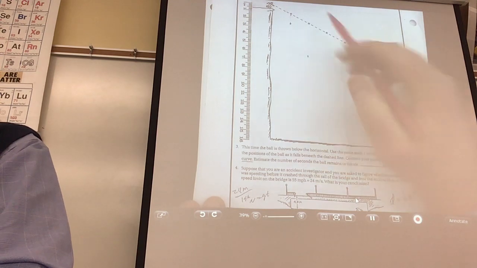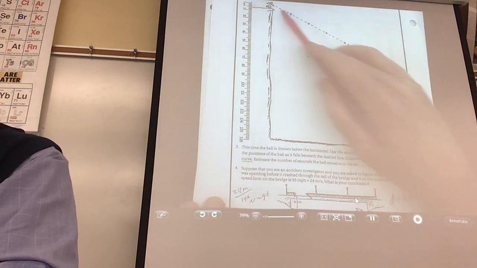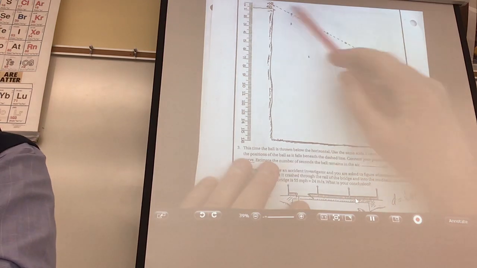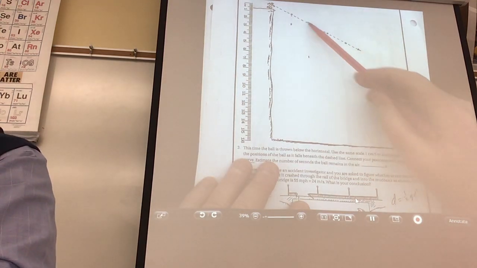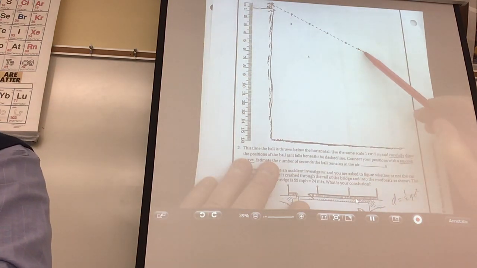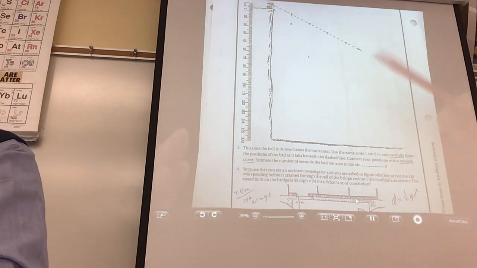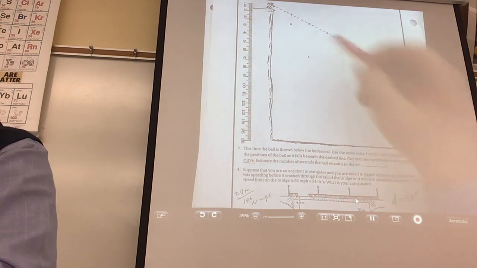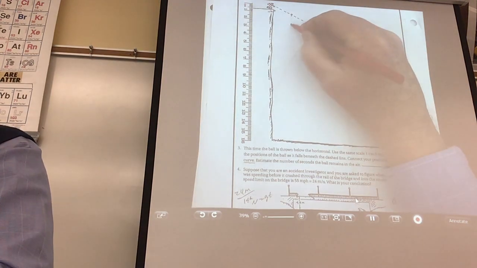Now, what if I don't throw it this way? What if I throw it this way? If the Earth disappeared, I'd still go off in a straight line at a constant speed. That's inertia, right? But the Earth is there, so I'm going to fall below that point by how much? How far below this point am I going to be after the end of 1 second?